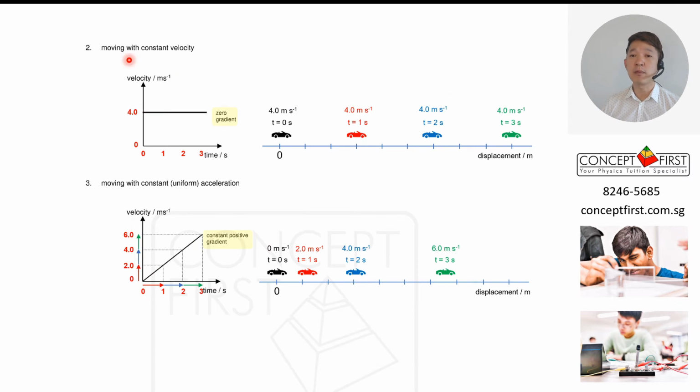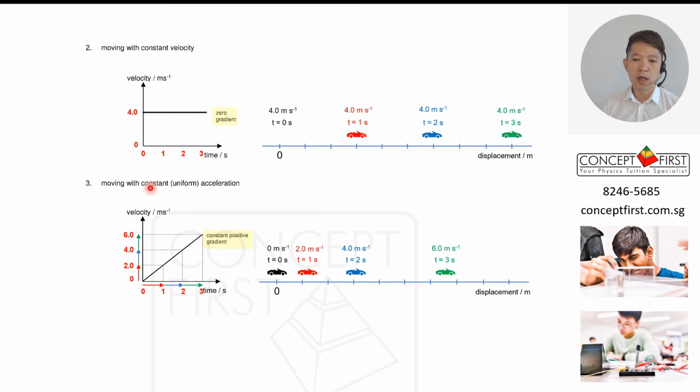How about object moving with constant velocity? So this is the velocity time graph, remember. Right here in my illustration, the object is moving with constant velocity of 4. At every point in time, the velocity remains at 4. That's why you see a horizontal line of 0 gradient, value 4. So 0 gradient, 0 acceleration, remember. And 0 acceleration corresponds to constant velocity. It looks like this when it moves. Every second, it covers the same distance.